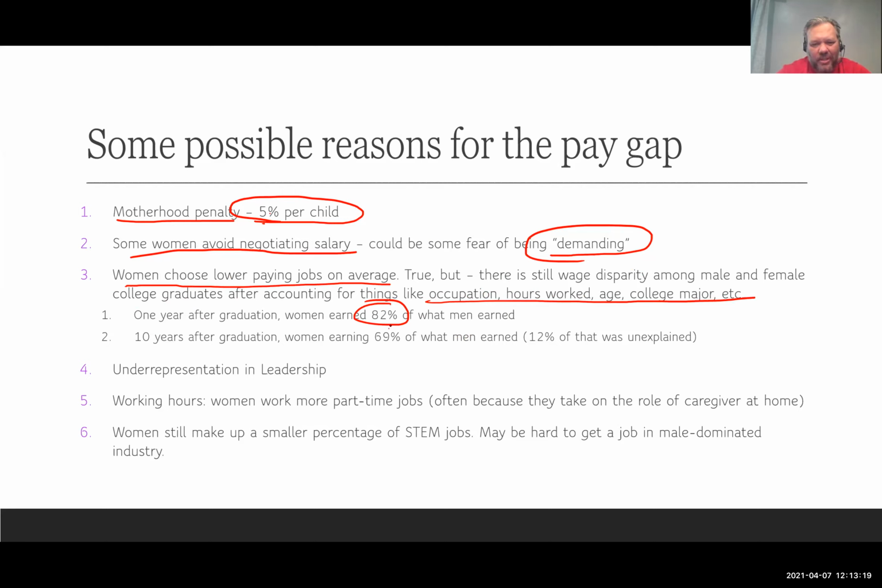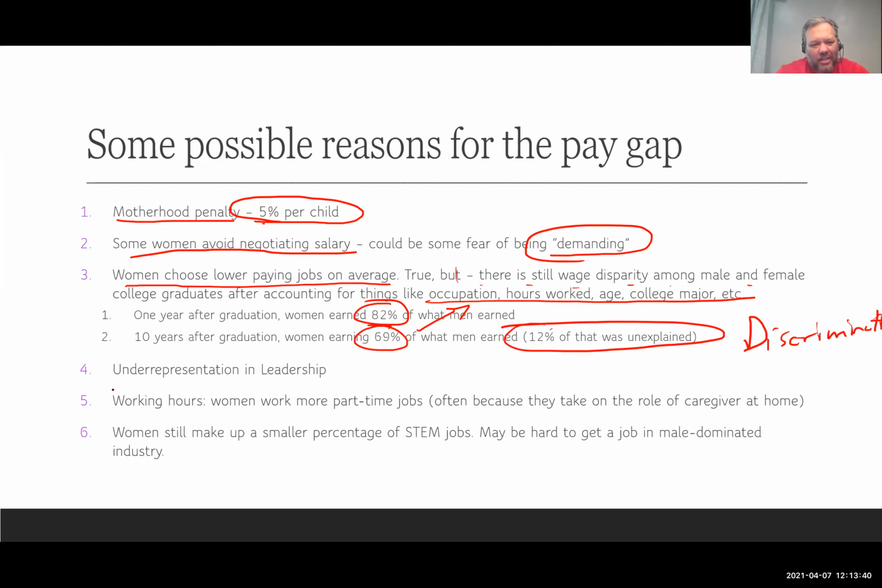10 years after graduation, women were earning 69%. That's not taking these into consideration. So when they did that, there was still 12% of their earnings that were not explained by any of these factors. And so what's left? You know, this is one thing that might come to mind, some form of discrimination, gender discrimination.